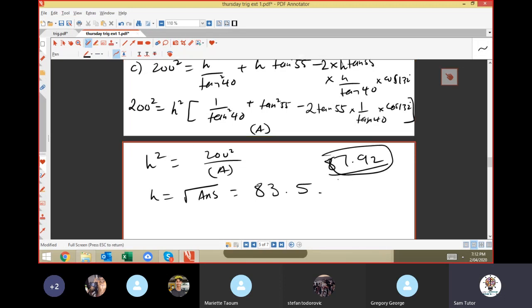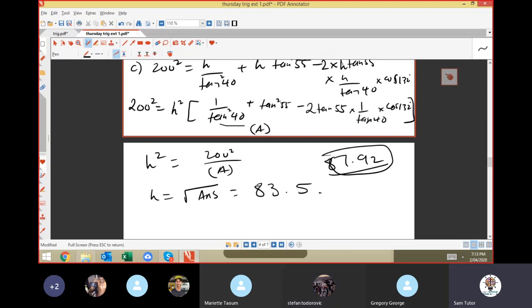Did anyone else get 87.92? No. Well, let's put this bit in. All right, hold on. Let me do it now for you. 1 on 10 40 squared plus 10 55 minus 2 times tan 55 times 1 on tan 40, close bracket, times cos 132, close bracket. I got 5.737. So go and just put this bit in.